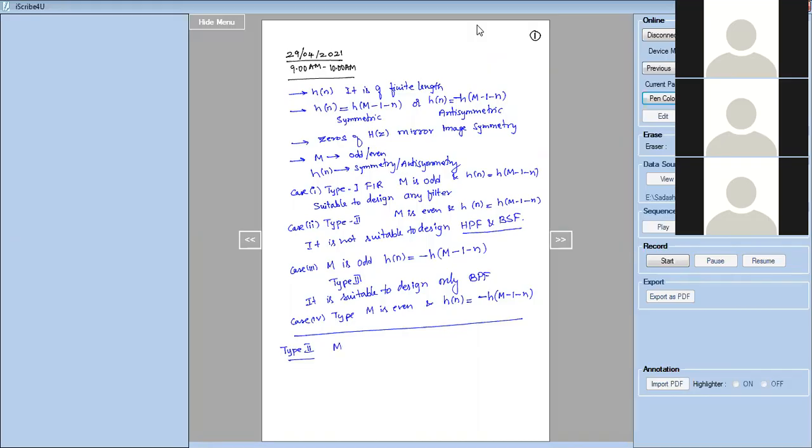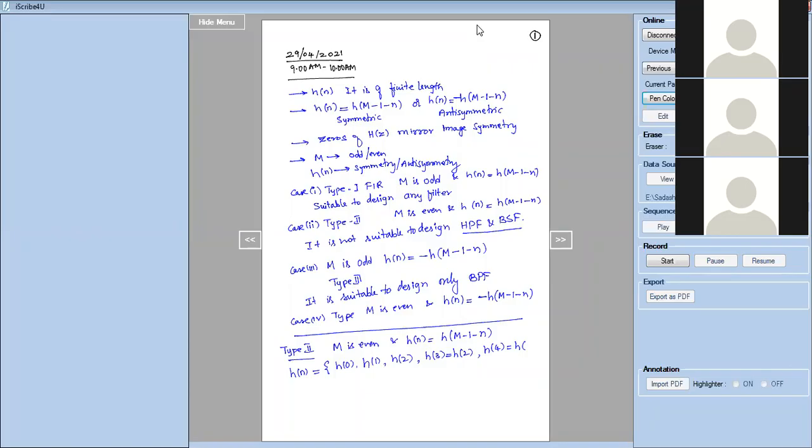In type 2, M is even and h of n is equal to h of M minus 1 minus n. Let me consider h of n is equal to h of 0, h of 1, h of 2, then h of 3 is equal to h of 2, then h of 4 is equal to, yeah, any doubt?